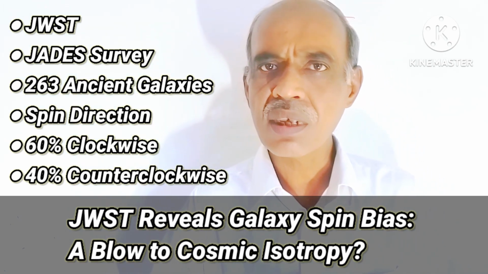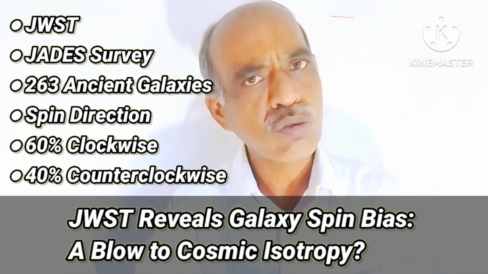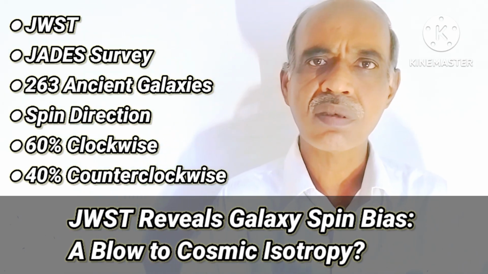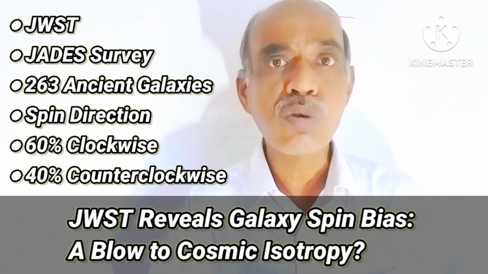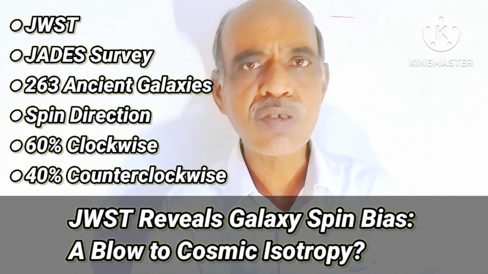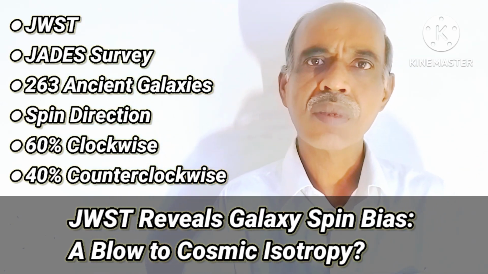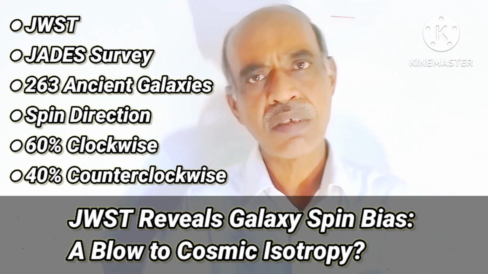What is the meaning of that? Our universe should be isotropic. That means our universe should have no directional preference. In whatever direction you look, it should look the same. Which means in every direction, the universe should look the same. That is known as the isotropic principle.